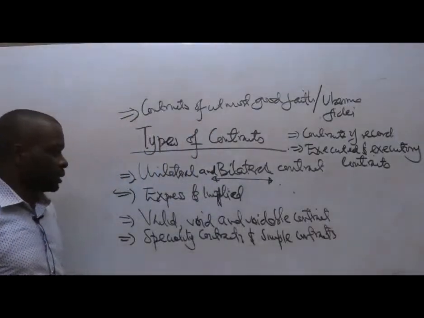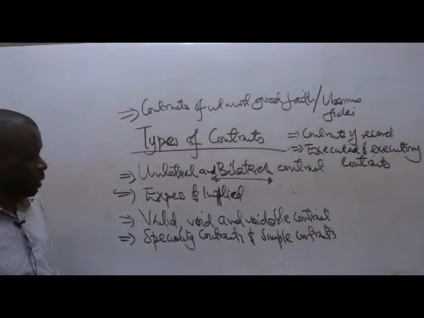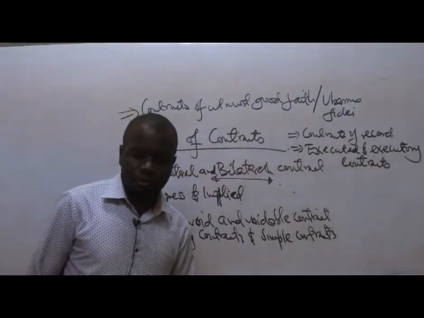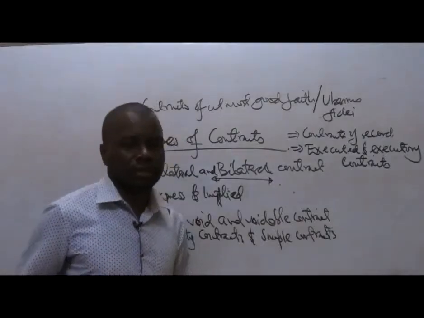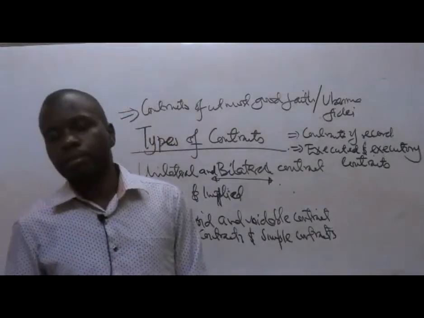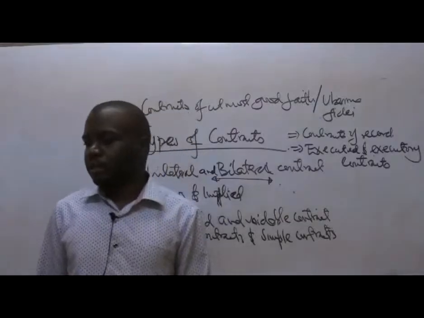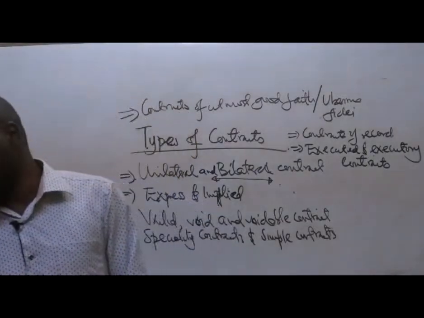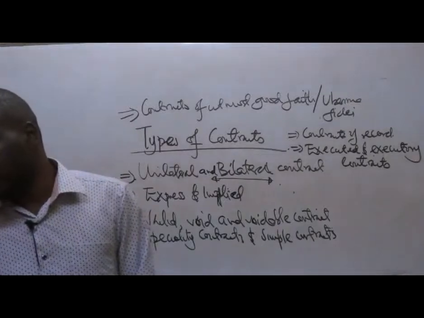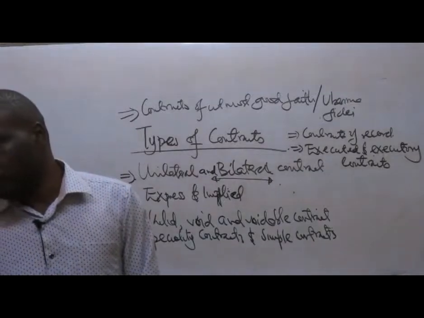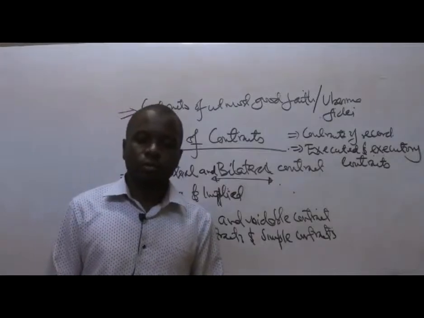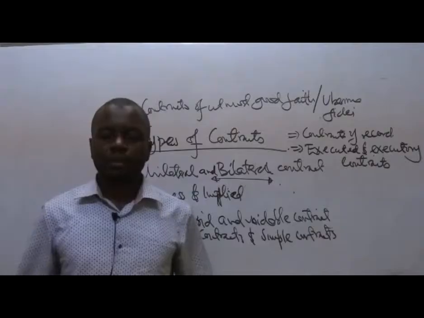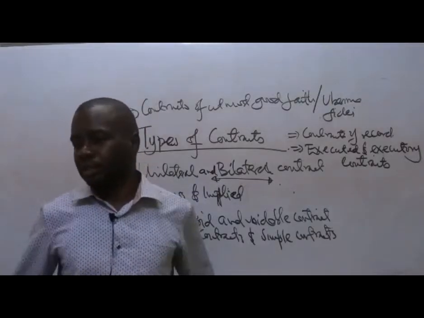Then you have specialty contracts and simple contracts. When we talk about specialty contracts, these are contracts that must have, for example, a common seal, or must be stamped or sealed before they can be recognized as being contracts or agreements. So if it is a certificate of incorporation of a company, of course it must have what we call a common seal from the register of companies. So it can be termed as being a specialty contract.